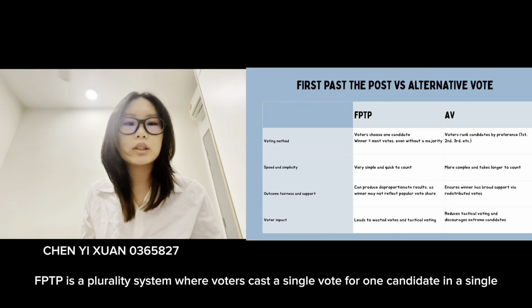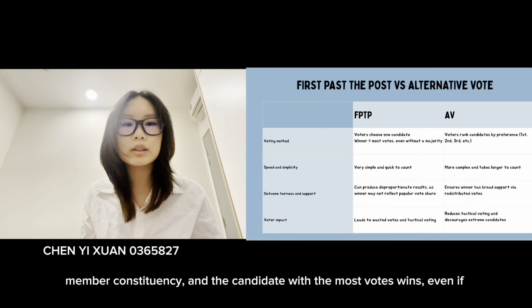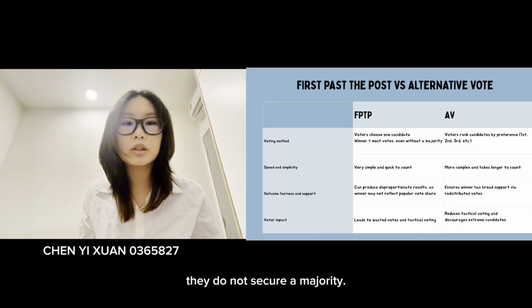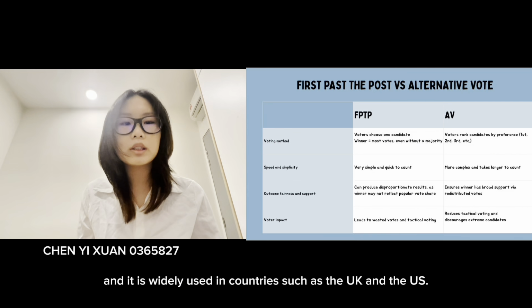First past the post is a plurality system where voters cast a single vote for one candidate in a single-member constituency, and the candidate with the most votes wins, even if they do not secure a majority. This simplicity and speed of counting are its main advantages, and it is widely used in countries such as the United Kingdom and the United States.